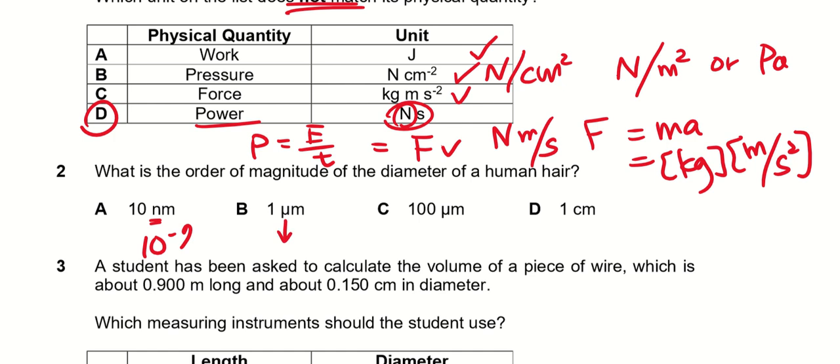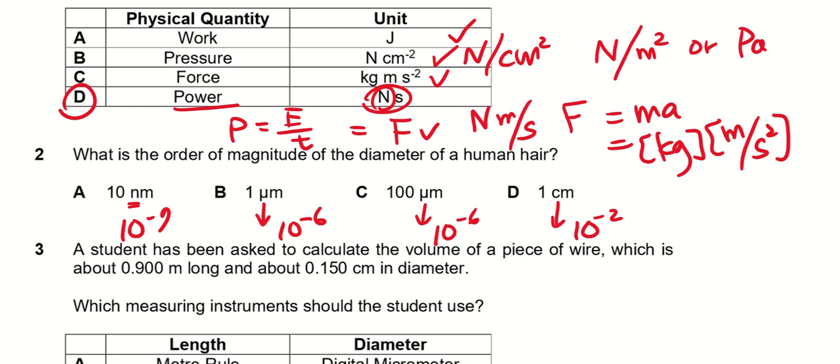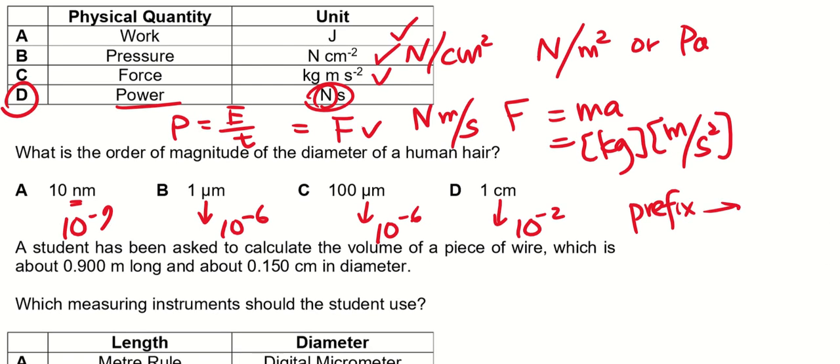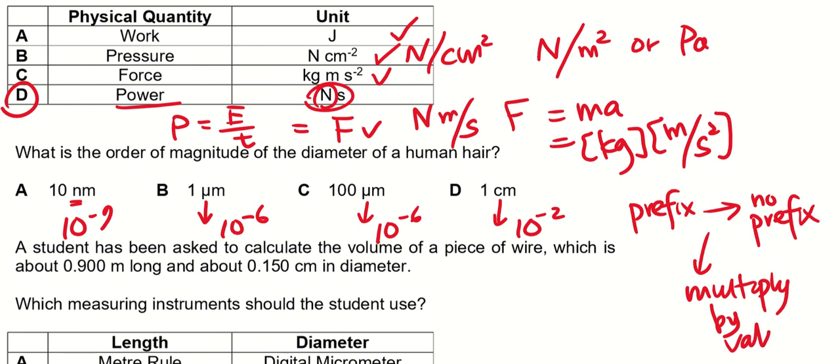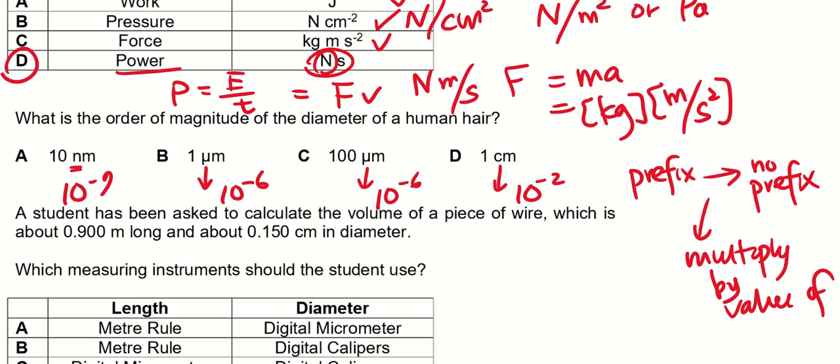This is micro. This is 10 to the power of minus 6. And C is 10 to the power of minus 2. Okay, so you need to know the value of prefixes. And do you know how to change from prefix to no prefix? So you actually have to multiply by the value of the prefix. So that means you need to know all your prefixes.